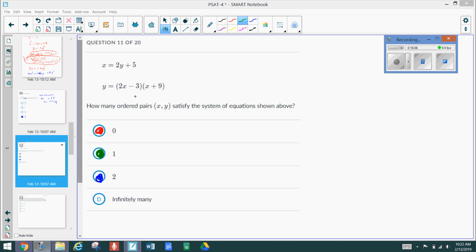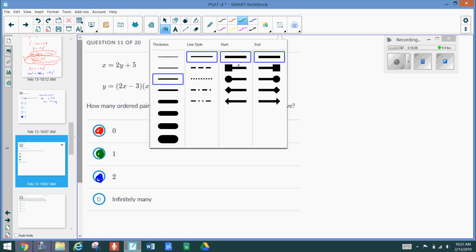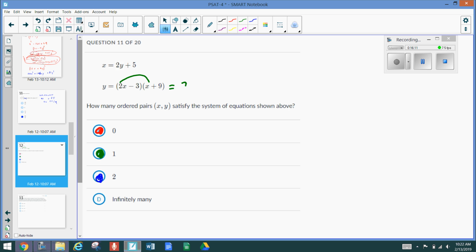So what is that as a quadratic expression? Distribute 2x squared plus 18x. 18x minus 3x is equal to 15x. Minus 27. And x is equal to 2y plus 5, right? x is equal to 2y plus 5. So what is that equal? This is equal y, correct? So what is y equal? From here, x minus 5 over 2.